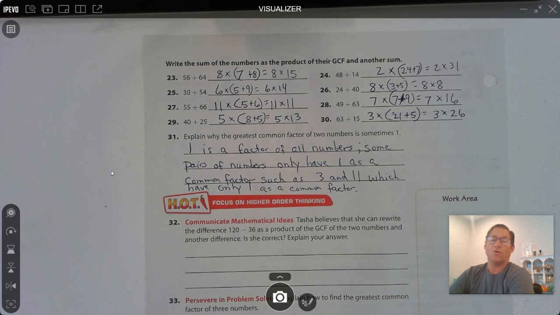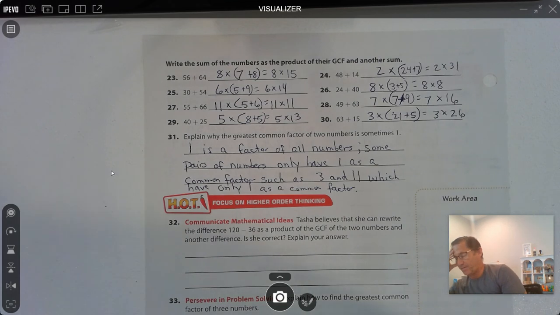Okay, all right, so how come 1 is sometimes the greatest common factor? Well, because 1 is a factor of all numbers, right? But some pairs of numbers only have 1 as a common factor. Like if we said find the greatest common factor of 3 and 11. Well, the only factors of 3 are 1 and 3. The only factors of 11 are 1 and 11. So the only thing in common is 1.